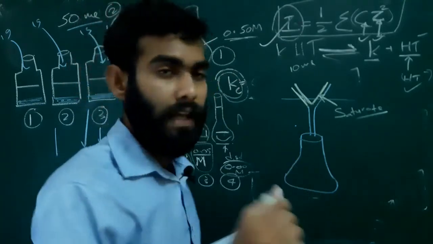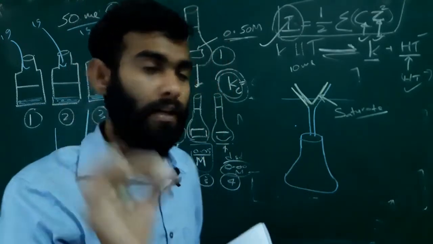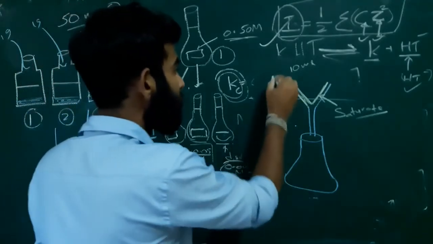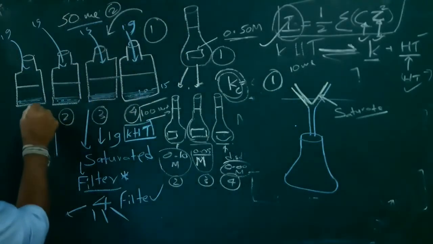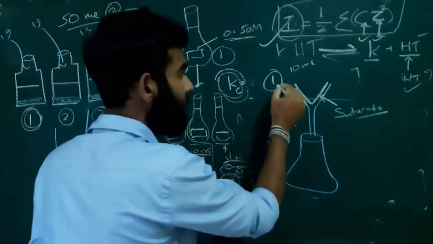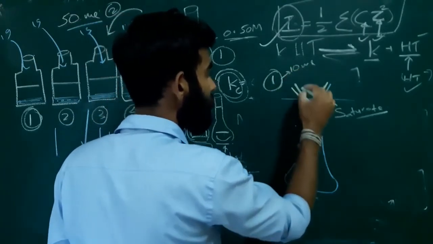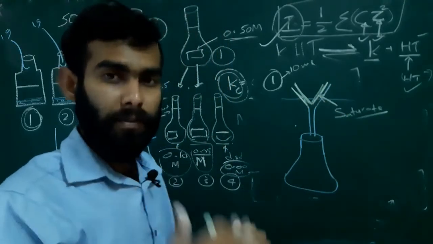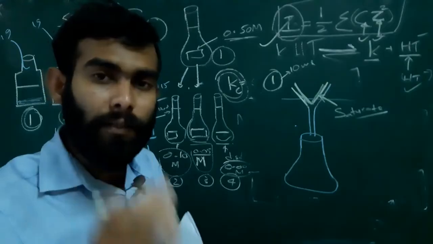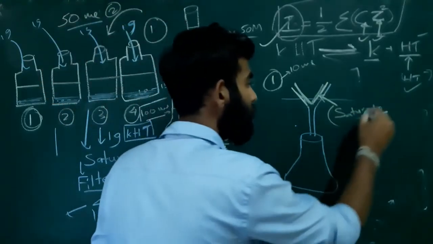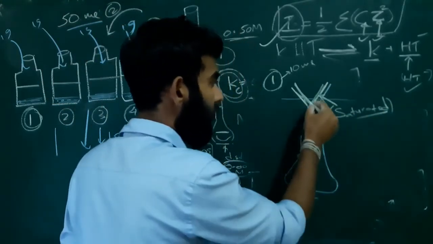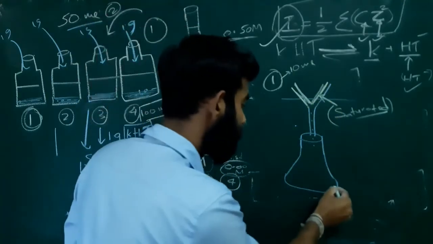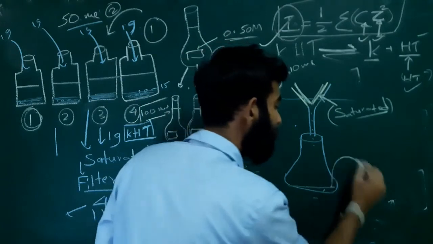We have to saturate the filter paper first. So we will add 10 ml, a small amount of solution. We will take the first solution and filter it first. We will take 10 ml of this first solution, add it into the filter paper, and allow the filter paper to get wet. We allow it to saturate first. After saturation, some amount of that 10 ml will come to this conical flask and we will discard it.